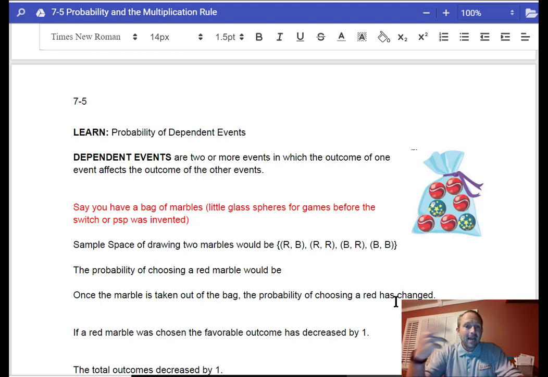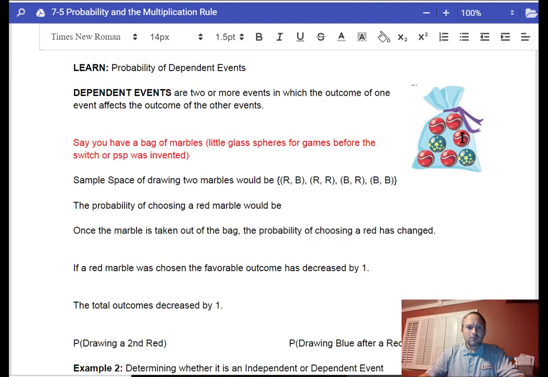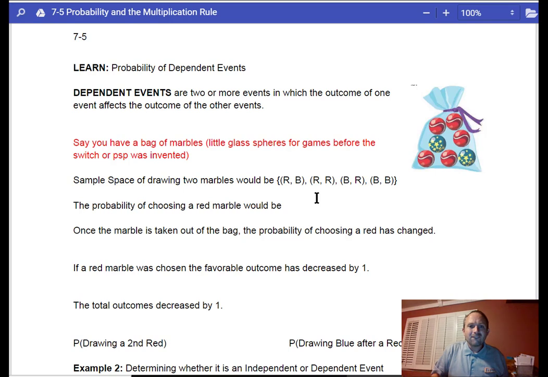So say we have a bag of marbles. Those are like little glass spheres for games before the Switch or the PSP was invented. The sample space for drawing the two marbles would be red-blue, red-red, or blue-blue. The probability of choosing a red marble would be, well, let's count: 1, 2, 3, 4, 5. There's a total of 5 favorable outcomes. So P(red) would equal 5 over a total of 7.